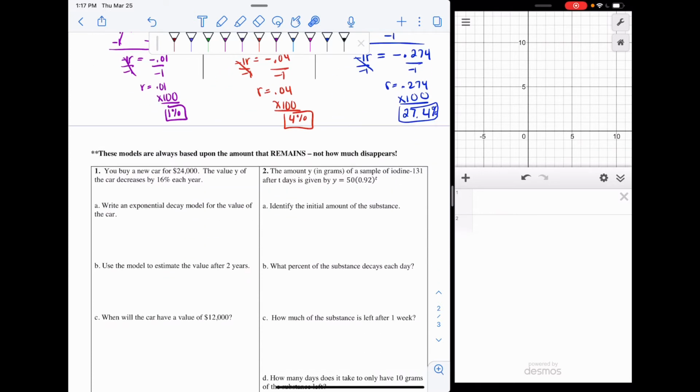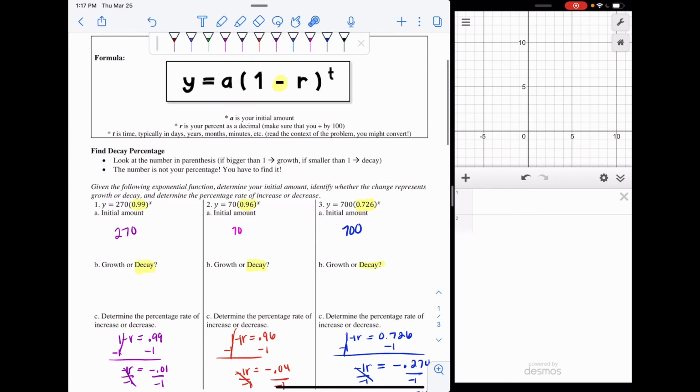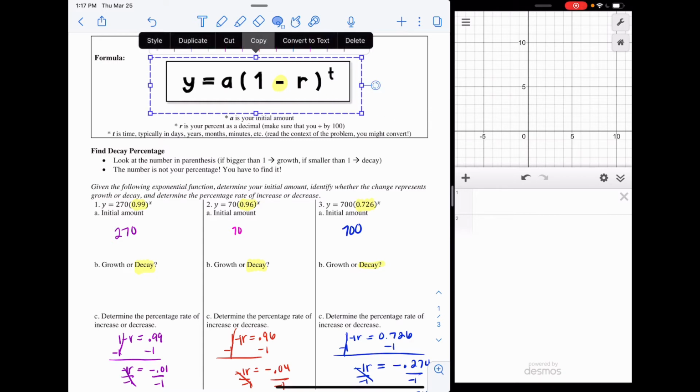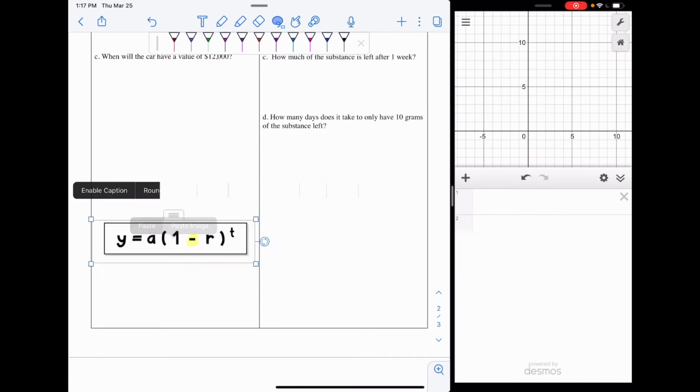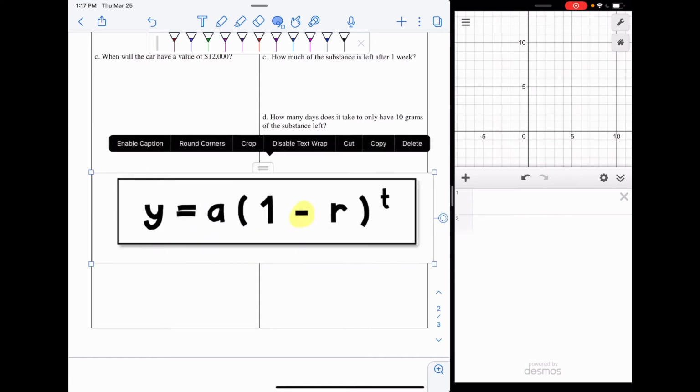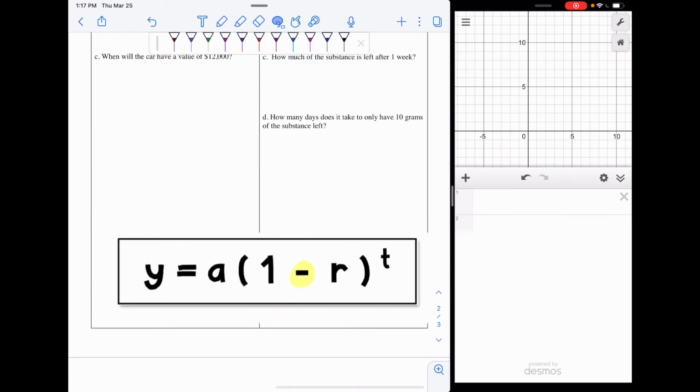Okay, let's go into some word problems. Please note that these models that we're doing are based upon the amount that remains, not how much disappears. We're not subtracting, we are decaying, okay? So the first thing I'm gonna do is copy and paste this equation. I'm gonna put it right here, that way we can see it at all times.